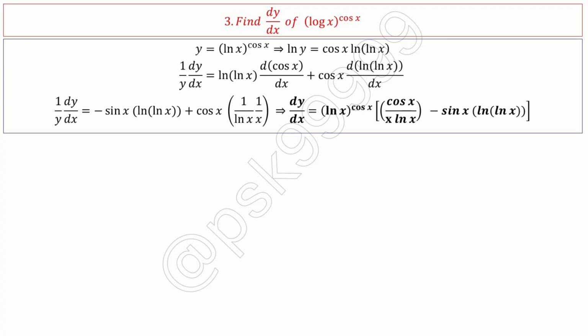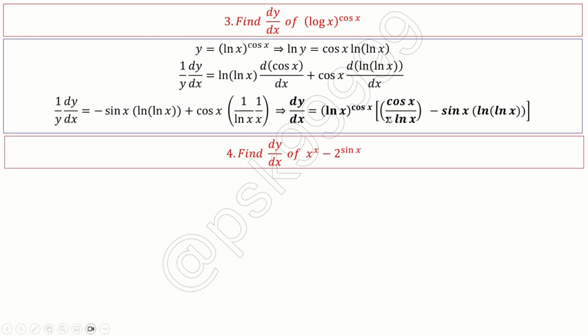So y equal to log x to the power of cos x. So log y equal to cos x into log x. Now differentiate on both sides, you will get 1 by y dy by dx equal to log x as is, then differentiation of cos x, which is minus sin x, then cos x as is, and then differentiation of log x. So you expand it. This is minus sin x into log of log x, plus cos x into 1 by x into 1 by log x. Now adjust the terms correctly. This is what the answer is.